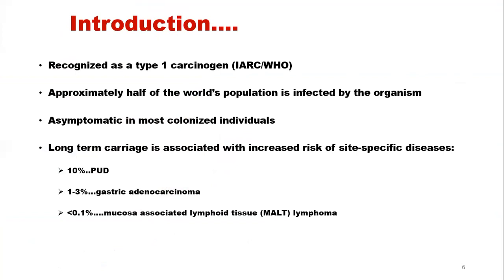Helicobacter pylori is recognized as a type 1 carcinogen. What that means is that this organism is directly linked to cancer formation. It is so designated by the International Agency for Research on Cancer, IARC, and the World Health Organization.